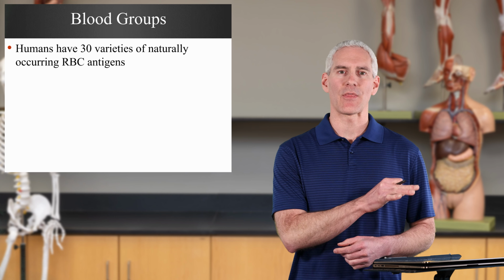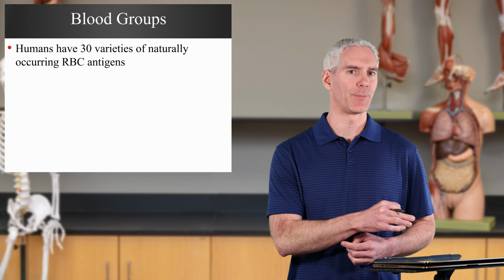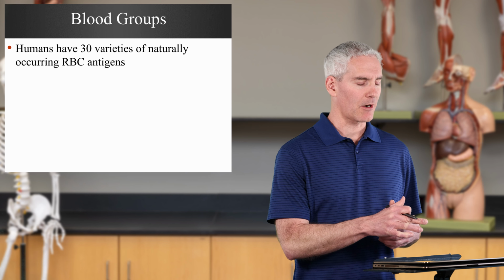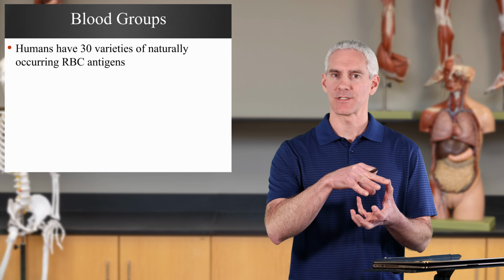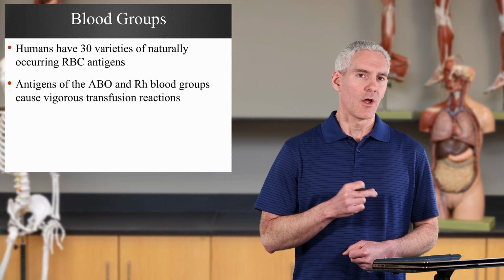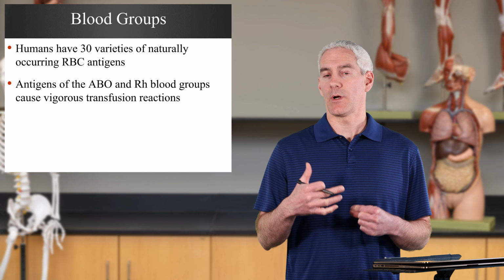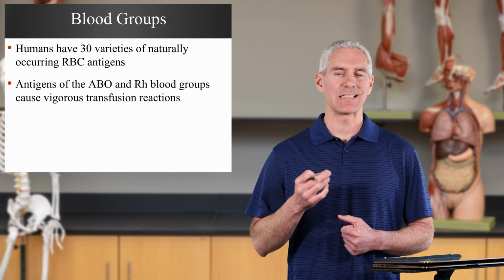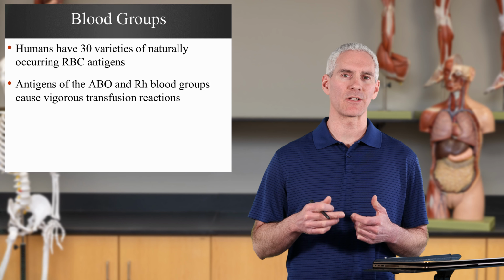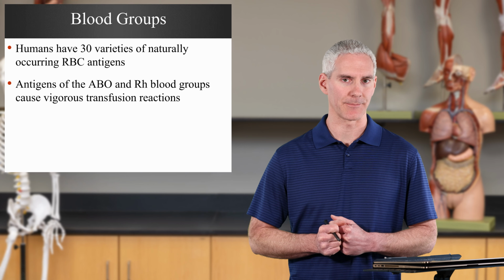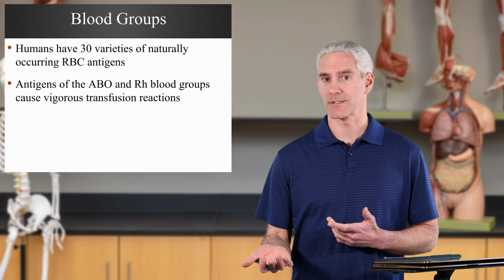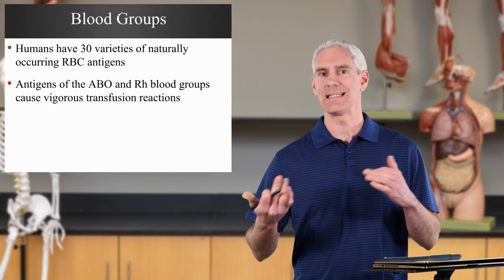So humans have about 30 different recognized groupings of these. These are all naturally occurring right in the red blood cells, and they're on the surface of the red blood cell. Really, the ABO, which is what you've heard of blood typing for, is typically the one you hear of because that's the one that causes extreme reactions if they're not matched properly. Rh is also a factor. Rh is why you have positive and negative blood types.